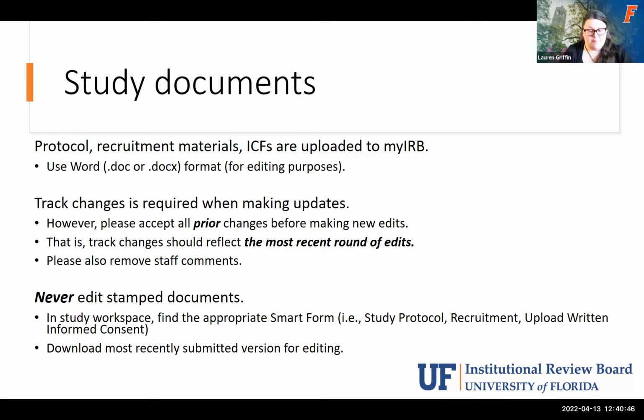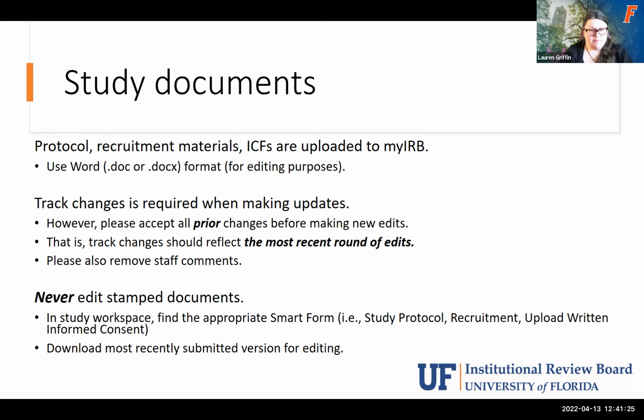However, we ask that you accept prior changes before making new edits. So essentially the document that you upload should have only things that were changed in this specific update of that document. So accept all of the other ones, make your changes, then upload it. And also remove staff comments. Sometimes as documents get passed back and forth between people, you'll have people asking questions in the comments or seeking clarification. You want to make sure that you address all of those questions and then you remove those comments prior to submitting.